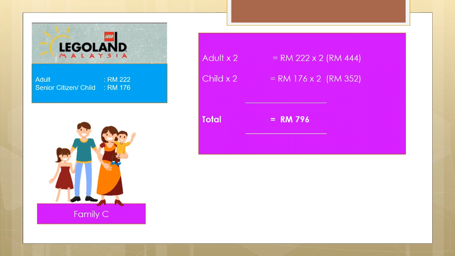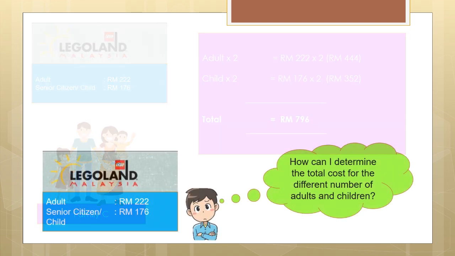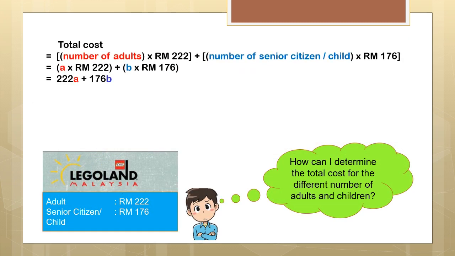Alright, so what are we going to relate this one? So you have it here, the total cost. We have number of adults. Alright, we're going to count how many number of adults with the ticket price of 222. Alright, what about number of senior citizens and child? We can just add them together. Alright, multiply the price of 176. Then basically you can get the total cost direct now.